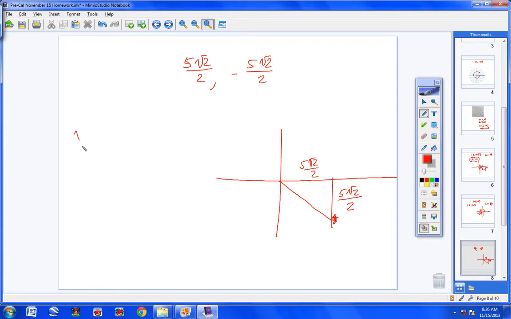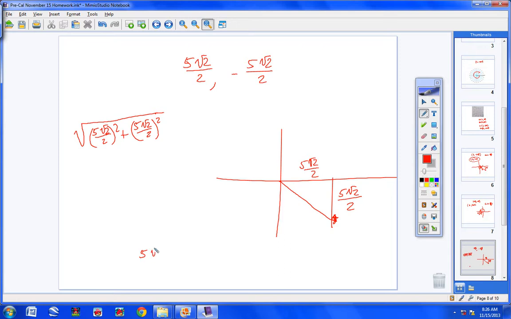Now the hypotenuse could be a little tricky. Let's see, the square root of 5 square root of 2 over 2 squared plus 5 square root of 2 over 2 squared. Now first of all, remember something. Whenever you're squaring a fraction, you square the top and the bottom. Let's kind of work on that over here.